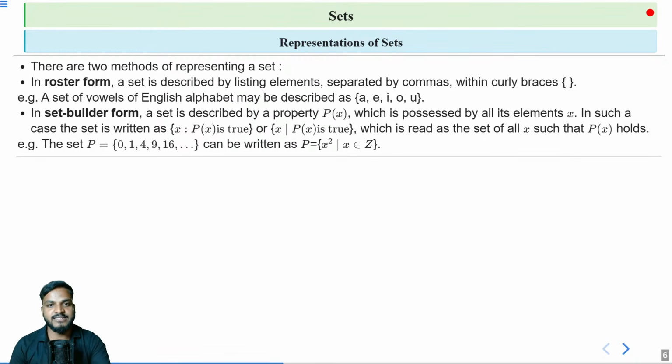For example, there is a set P whose elements are 0, 1, 4, 9, 16, and so on. This is your roster form. And if you want to represent it in set builder form, it can be written as P = {x² : x ∈ Z}, where Z is the integers. So here x², with x belonging to the integers, is the property. Okay, and that is your set builder form. So there are two forms of representing a set: one is roster form and the other is set builder form.